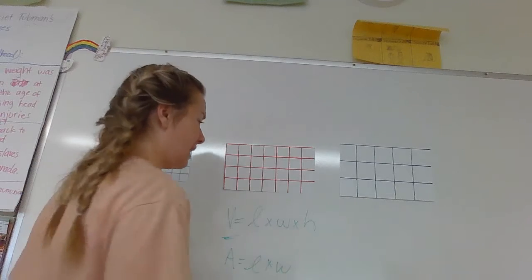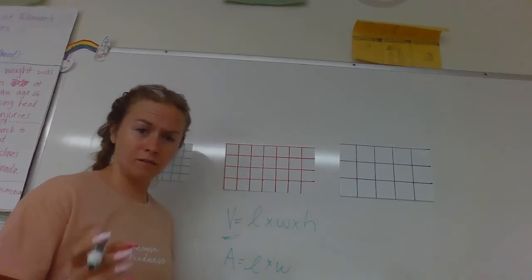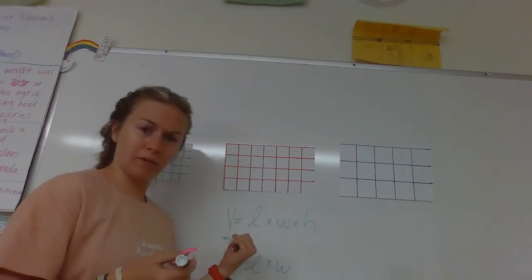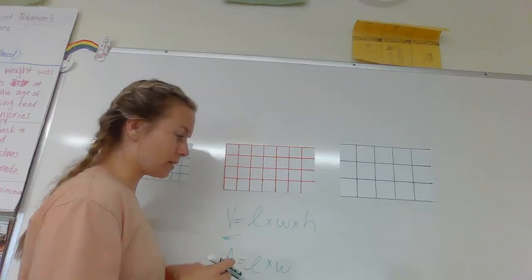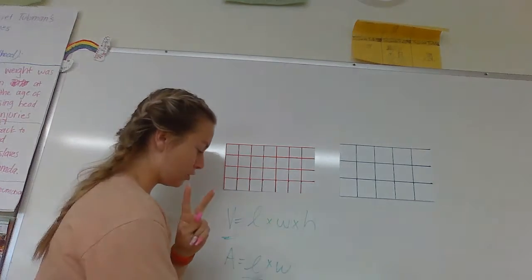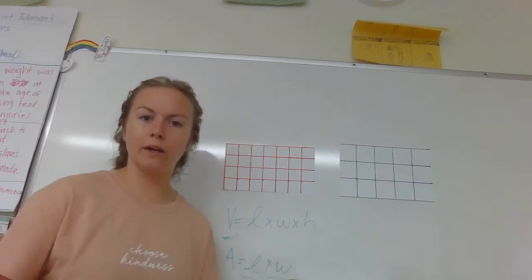Volume just adds in the third dimension, because if it has volume, it's a 3D object. Whereas with area, it's only a 2D object, so we only have 2 dimensions. Perfect, our 2 dimensions are length and width.